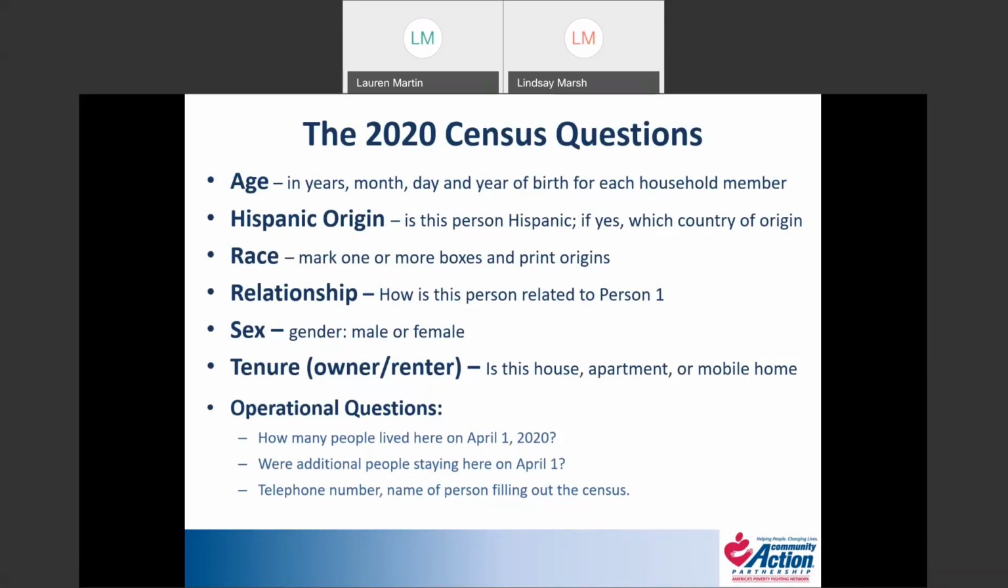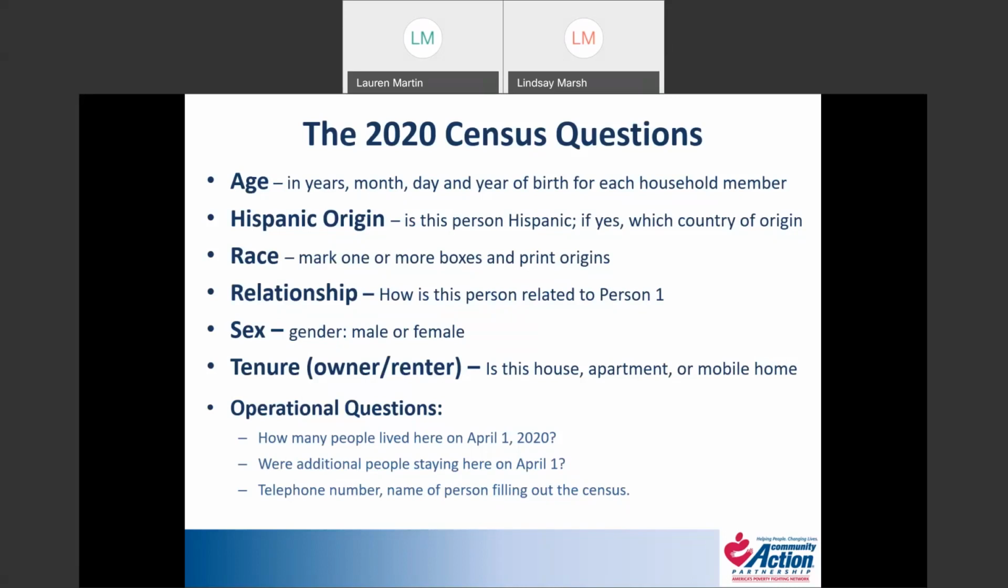How many people lived here on April 1st, 2020? Were there additional people staying here on April 1st? Those are questions that are designed to help catch undercounts. Sometimes people don't realize that people staying in their house should be counted on their census form. A good example would be a friend who's couch surfing, doesn't have anywhere else to live, but is staying with you on April 1st. They should be counted on your census form.